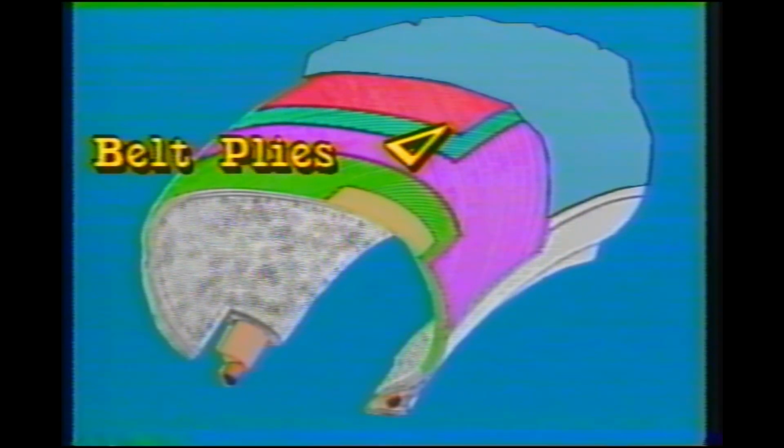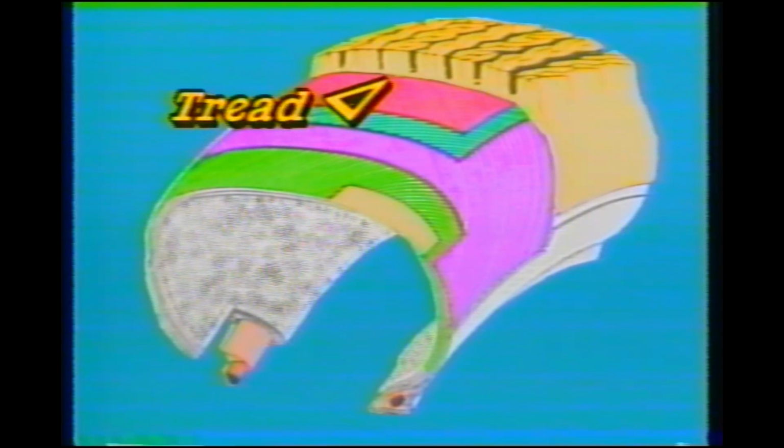The belt plies reinforce the tread. They can be made of either fabric or steel. The tread grips the road and provides traction. Its condition is critical for vehicle safety. Lastly, the inner liner is formed under the body plies, and for tubeless tires contains the air.